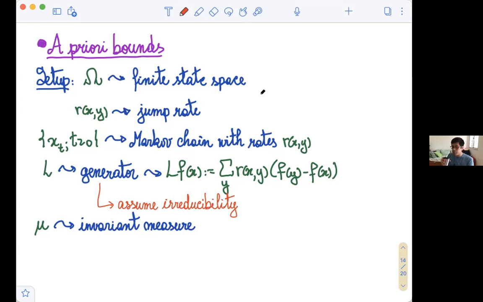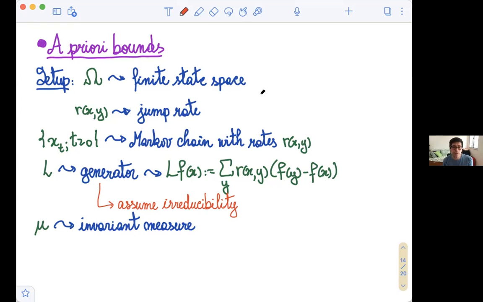Since we are in finite state, there is no problem in defining a continuous time Markov chain. When your state space is countable, it's always a nightmare to define a continuous time Markov chain, because you have to guarantee that the chain doesn't explode in finite time. For that, you also need a priori bounds, so you cannot get rid of these a priori bounds in this context. So let me call L the generator.